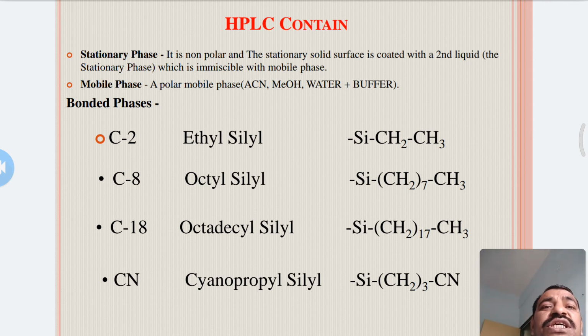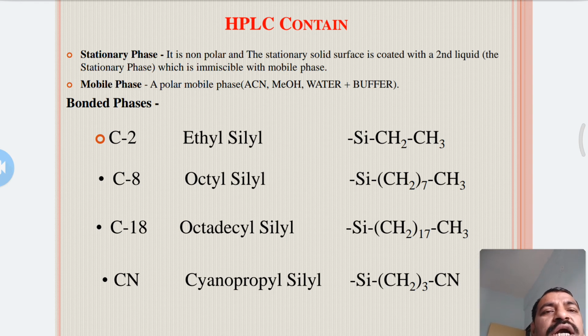Next point is that HPLC contains a stationary phase and a mobile phase, used in the column. In this, the stationary phase is non-polar, a solid surface coated with silicate material, and it is immiscible with the mobile phase. Such stationary phases consist of materials such as C2, C8, C18 and Cn, meaning nitrile. C2 means the silicate material is coated with ethyl silyl, so two-carbon alkyl groups are present in this stationary phase.